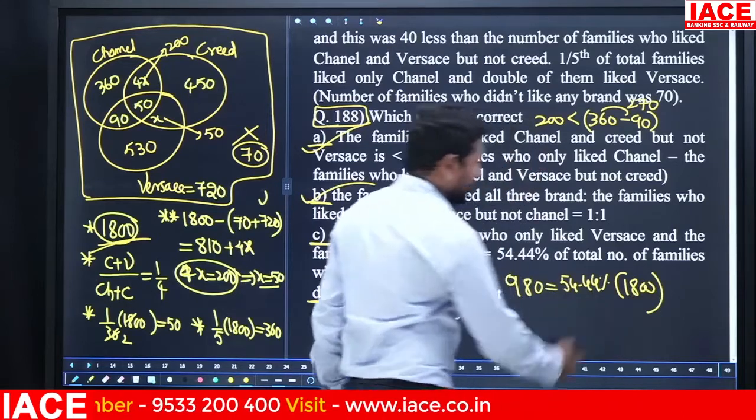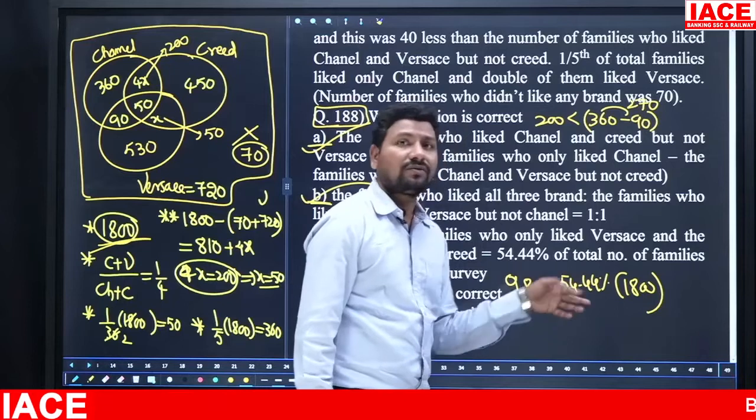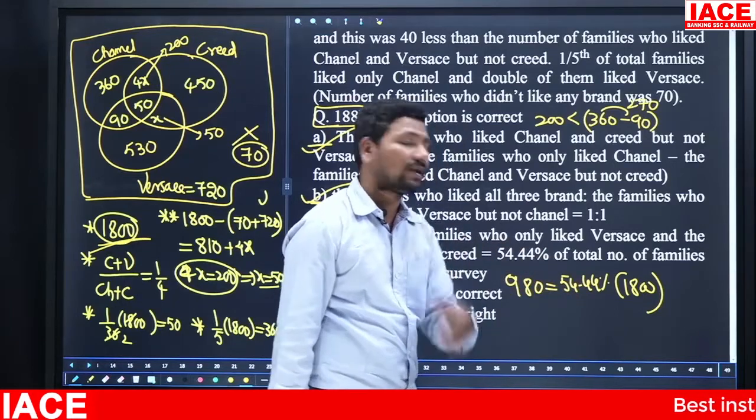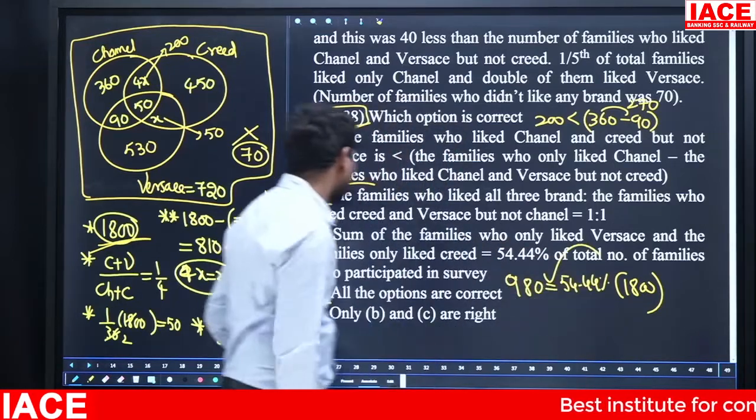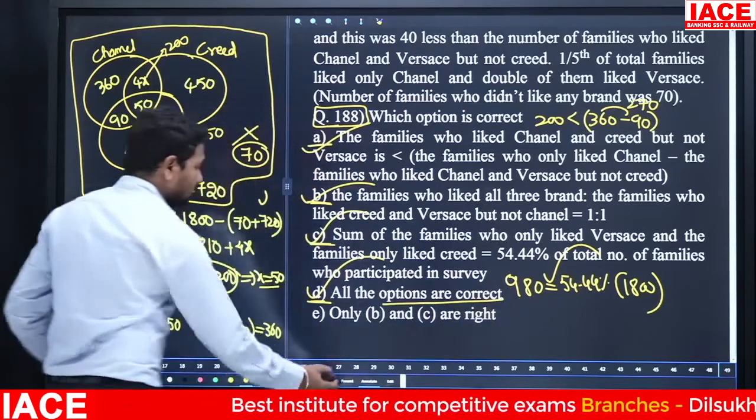1800. You can take 50%, you will get 900, and 18 eights are 144, so 72 and 72. You will get about 54.4. That means almost exactly equal. This statement is also correct. That means simply you can say all the options are correct.